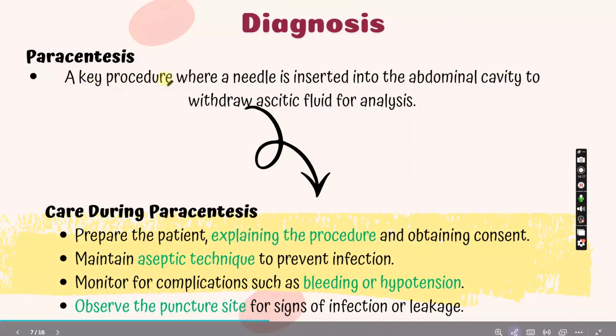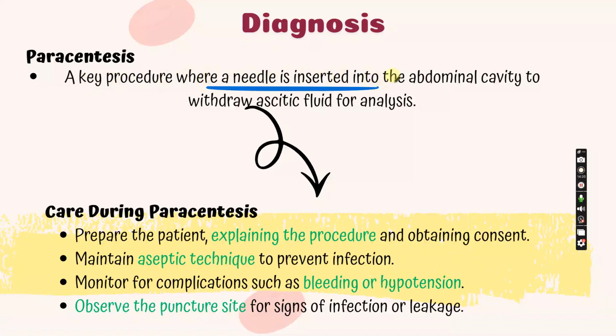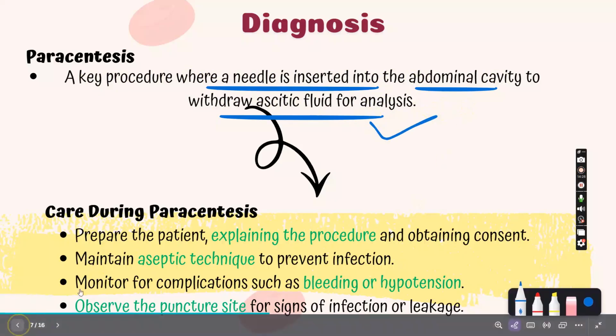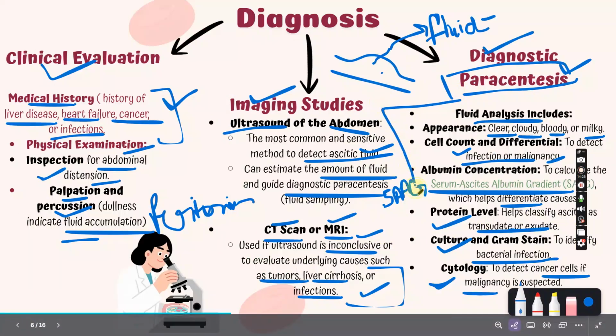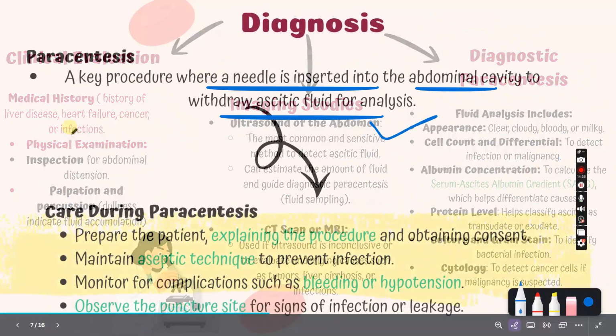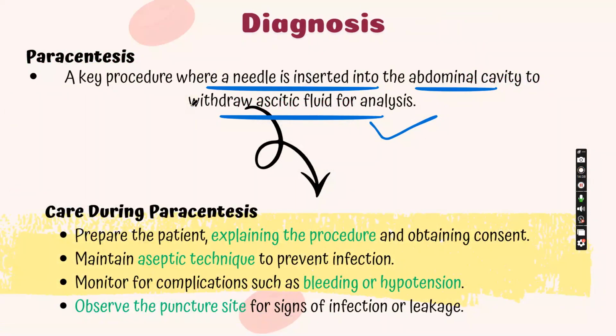Next is paracentesis. So what is paracentesis? Here the needle is inserted in the abdominal cavity to withdraw ascitic fluid for analysis. After collecting the fluid, we'll do this type of analysis with the collected fluid. So during paracentesis, what are the main duties of a nurse? We'll discuss it right now.